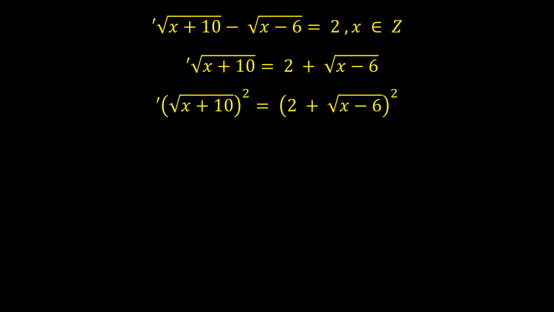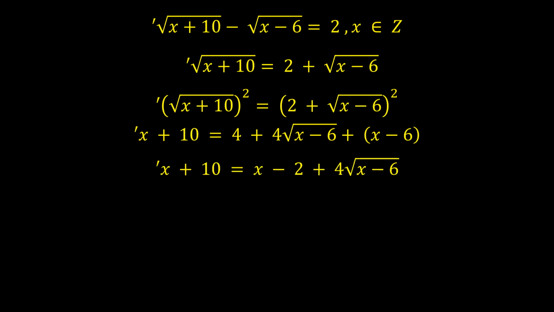Square both sides to remove the square root. Square on both sides must be balanced. Expand using the formula: a plus b whole squared equals a squared plus 2ab plus b squared. Simplify x plus negative 6 plus 4 to get x minus 2.